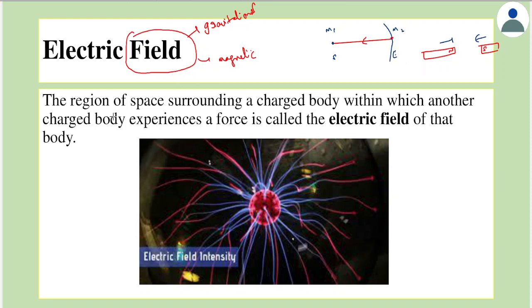So it is the region of space surrounding a charged body within which another charged body experiences a force. So field is seen as force, or if force is present, it means a field is existing. This is called the electric field. So it is an influence around a charge. And as seen earlier, the field is seen as force, or the force implies a field is present.